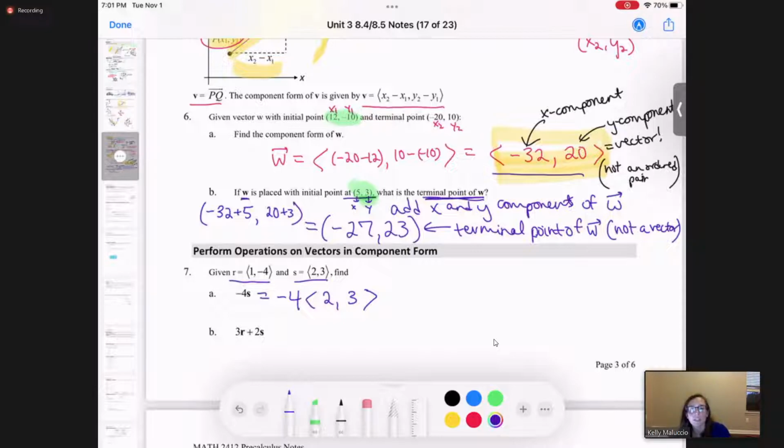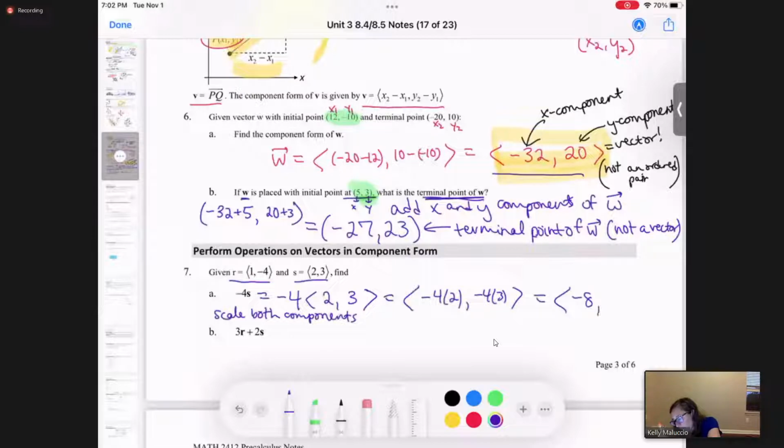So when we do this, just scalar multiplication, we just scale both components. This is a lot like if you just have parentheses, we distribute the negative 4 in. So this equals negative 4 times 2, comma, negative 4 times 3, right? Which is just equal to negative 8 and negative 12. So that's all we have to do there.